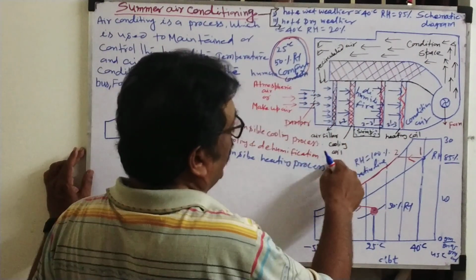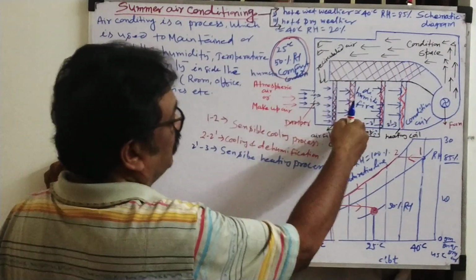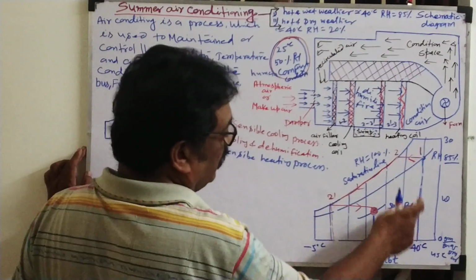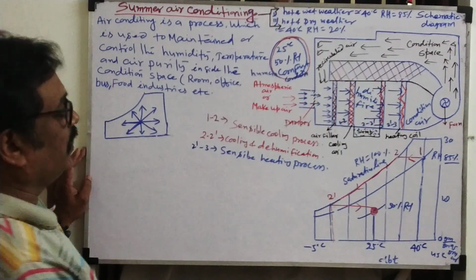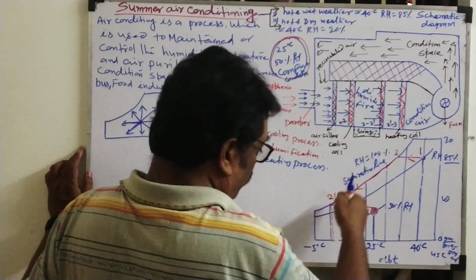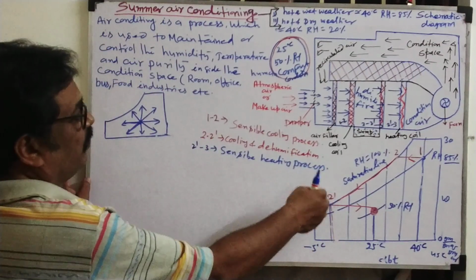It passes through the air filter. The air filter absorbs the dust particles from the air. It passes through the cooling coil. What will happen? Temperature will reduce, humidity will be 100%. Then again it passes through the dehumidifier. The dehumidifier's function is to reduce the temperature below our comfort conditions, and humidity will still be 100%.